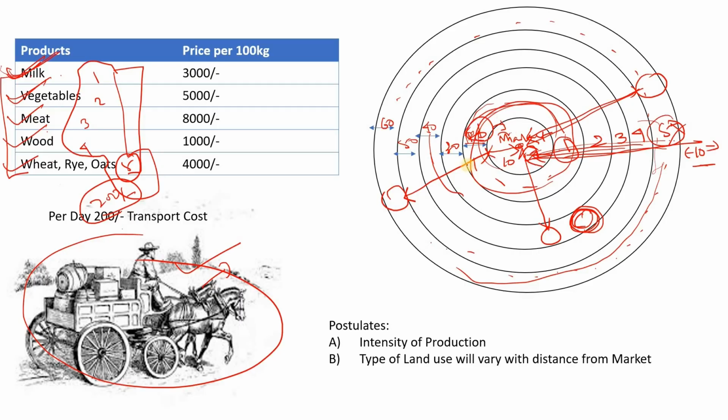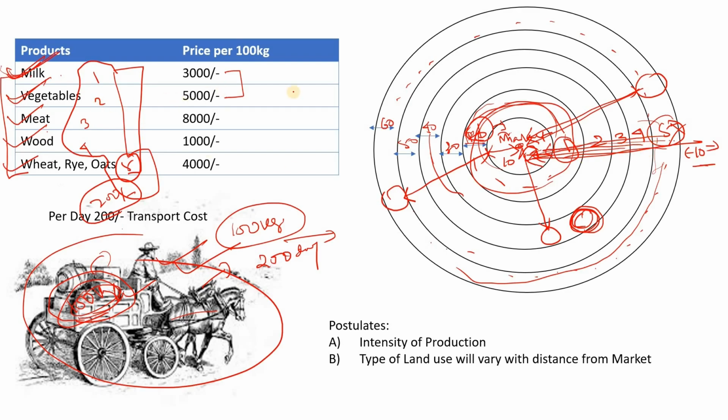And also you can see the price per 100 kg. The cart owner, whoever he is, prefers to take only 100 kilos of goods by his cart. He will not take anything extra than 100 kgs. So you can take 100 kg of product, any distance, and it will cost you 200 per day. And to cross each 10 kilometer, it takes 1 day.